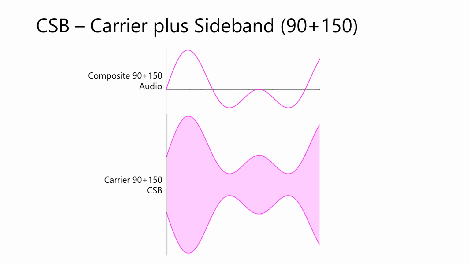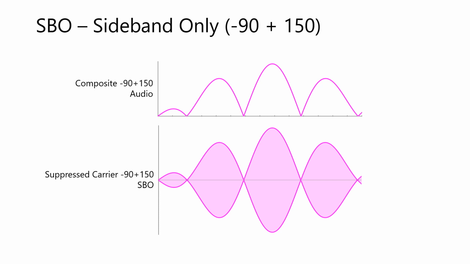This is then mixed with the carrier at several watts of RF power to produce the signal below, known as the carrier plus sideband, or CSB. For the SBO signal, the 90 Hz and 150 Hz signals are added together out of phase, resulting in the composite audio waveform. This is mixed with the carrier in such a way as to reduce the carrier level to the lowest practical level, resulting in all energy being contained in the sidebands. This is also known as DSBSC, or double sideband suppressed carrier. In ILS maintenance, we simply call it the SBO.